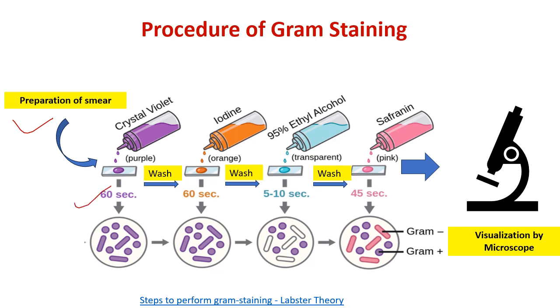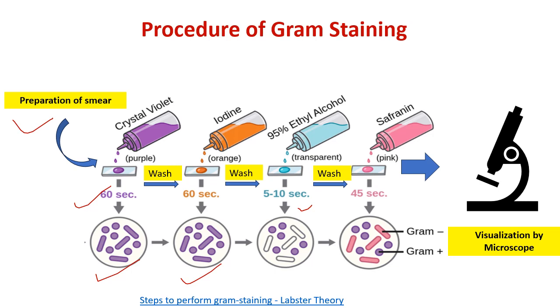In this procedure, all cells will retain crystal violet. Here you can see. After 1 minute, just wash it and add some iodine. Wash means not a heavy wash, just a mild wash to remove the excess stain. After adding orange colored iodine, it fixes the complex inside the cell of gram positive but not in gram negative. After washing, just add decolorizing agent and wash away, then stain again with safranin for 45 seconds, and then wash again to view the sample under the microscope.